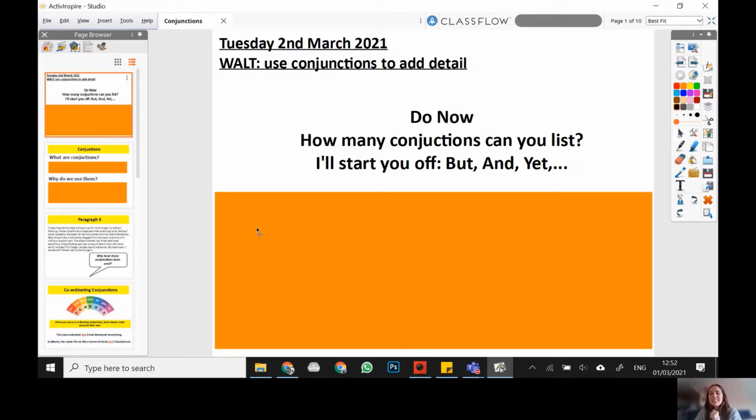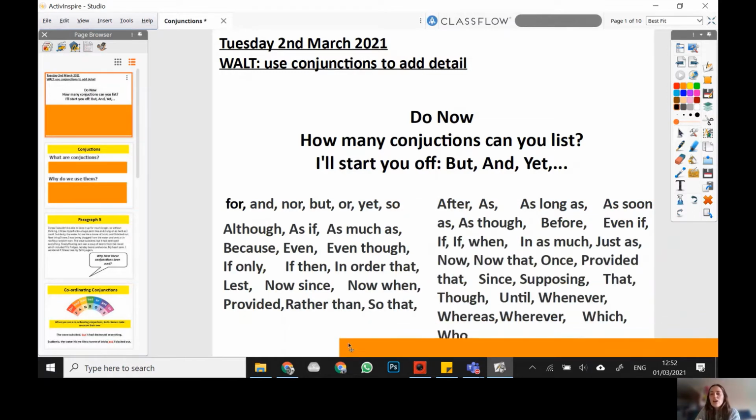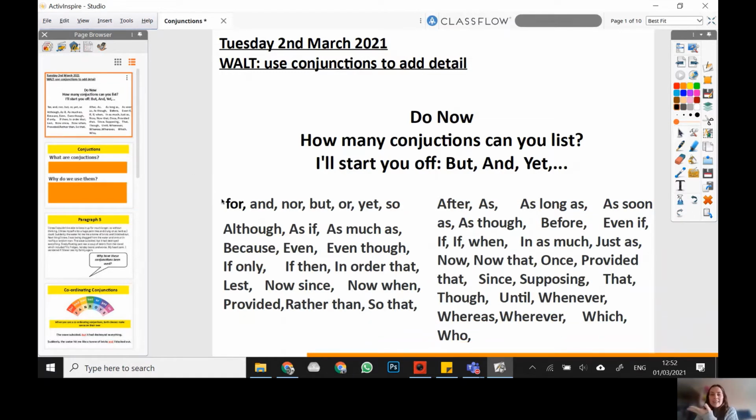All right, so let's see how you did. These are some of the ones that I have. There are loads. For, and, nor, but, or, yet, so, although, as if, as much as, because, even though, if only, if then, in order that, lest, now, since, when, provided, rather than, so that. I'm not going to keep reading them all because there's way too many.